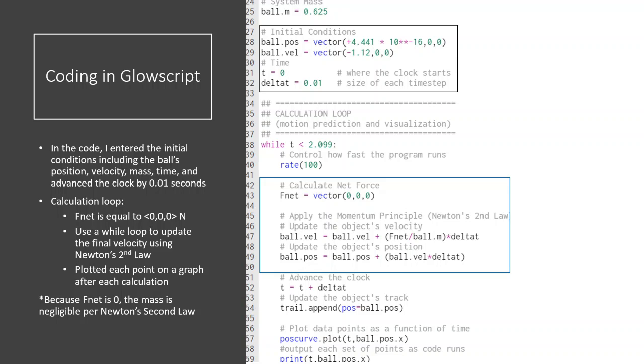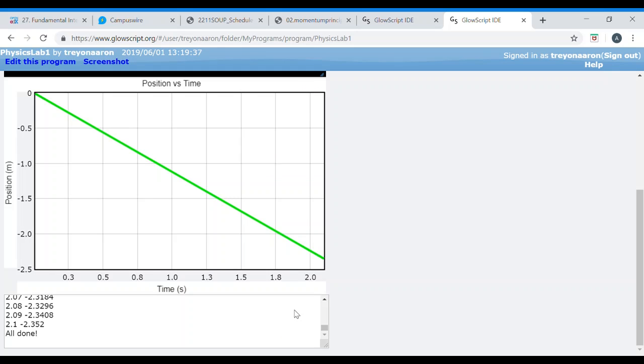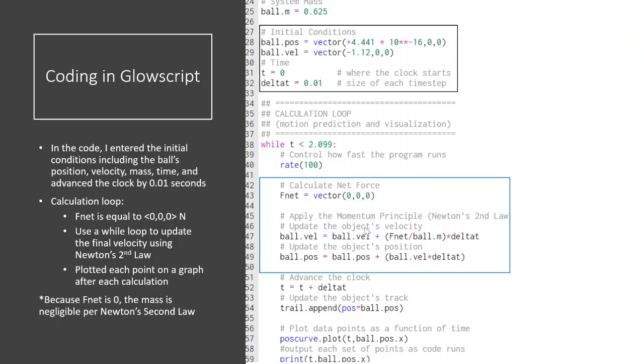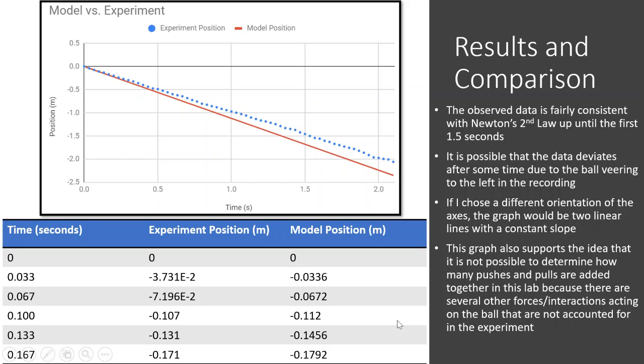Also notice that based on Newton's second law, mass is negligible because the net force is equal to 0 newtons. To see the model this creates, we can load the program here, and we realize that we get a very similar graph recorded on Tracker. Lastly, I plotted my observed results and actual model on the same graph to compare my results.